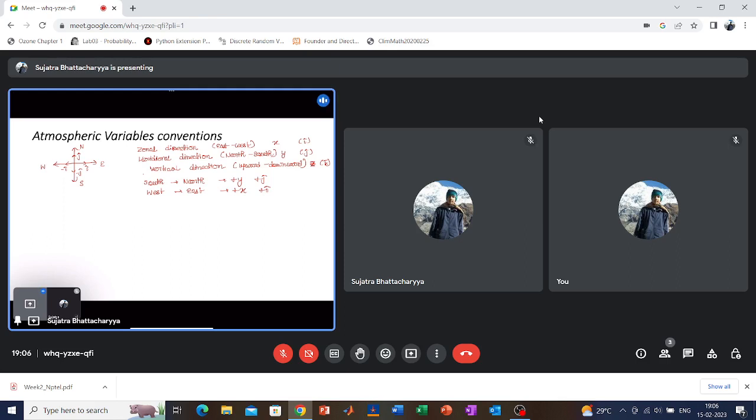For the vertical, let me draw the earth. This is your equator, this is the center of the earth, and this is the vertical direction. This is positive k cap, this is negative k cap, vertically upward from the surface of the earth. So the upward direction is positive, plus z or plus k cap. This is the convention which is used in the atmosphere.